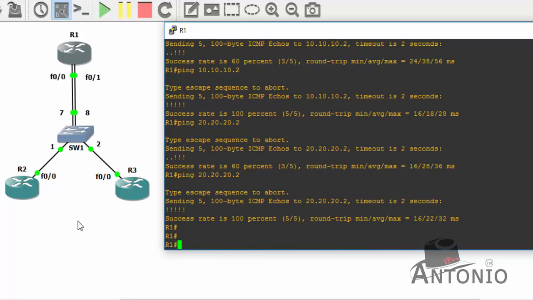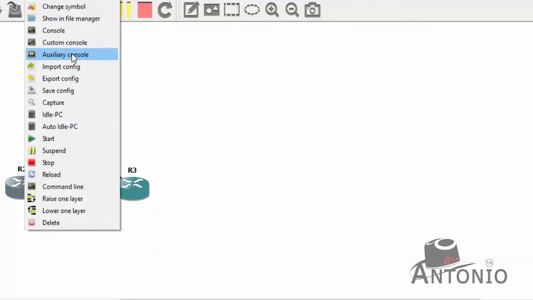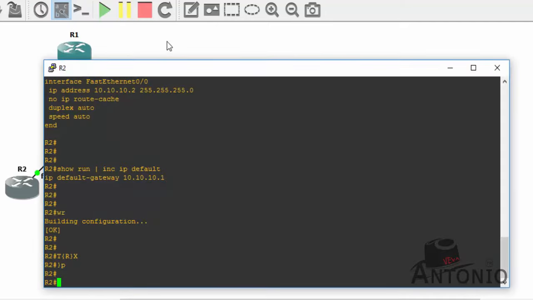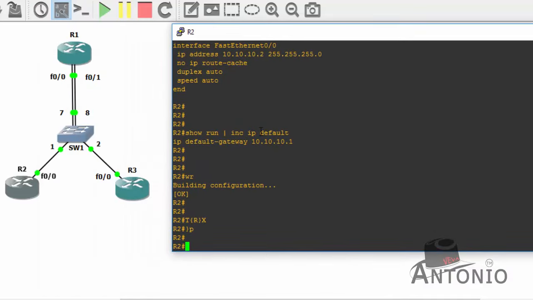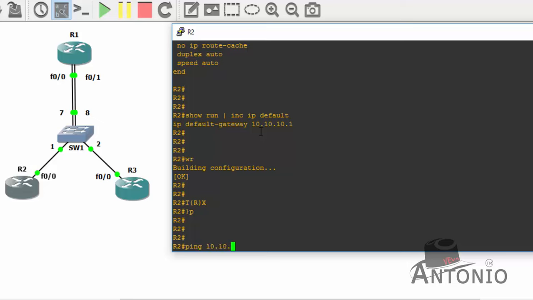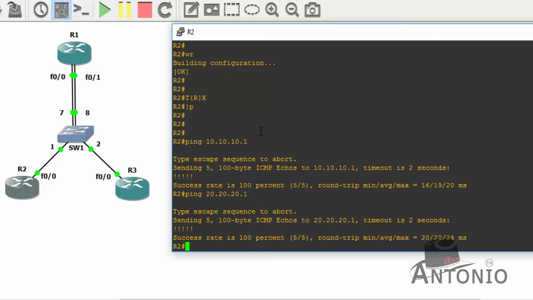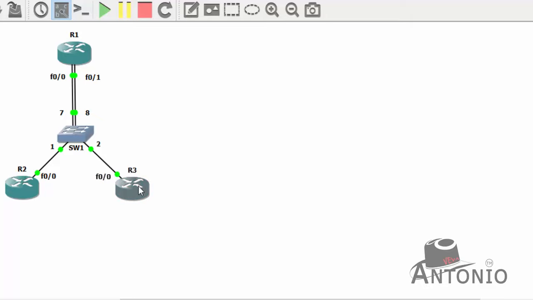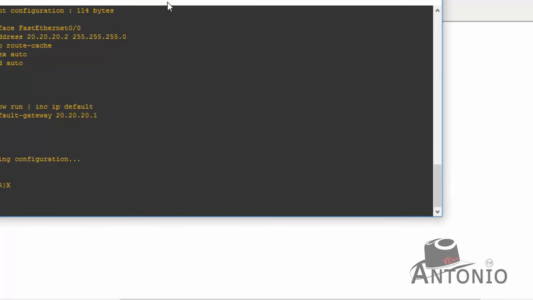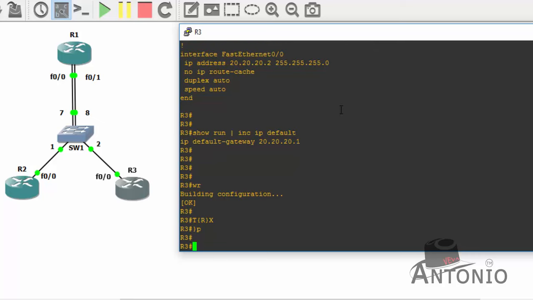That's it. It's clear. Let's go over to router 2. Router 2 is our PC2, and let's ping our gateway of 10.10.10.1. Success. And ping 20.20.20.1, the other side of the network, that is VLAN 20, and the router 3. Let's ping that router 3. Ping 20.20.20.2. Success. We have a success rate here.